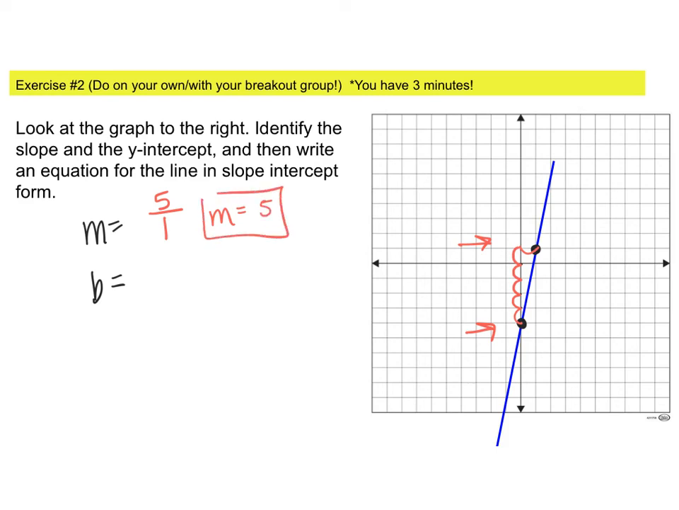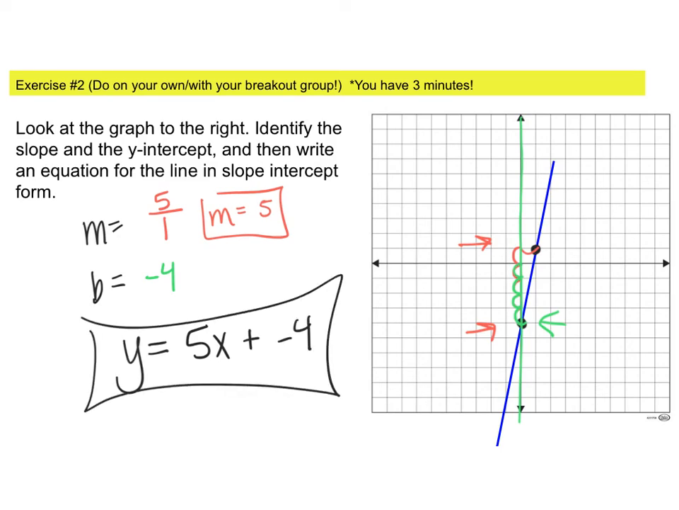Okay, my y-intercept, where this line hits my y-axis, is right here. This is down 1, 2, 3, 4. So it's at -4. So my equation in slope-intercept form will be y equals mx plus b, so y equals 5x plus -4. Check your work with mine.